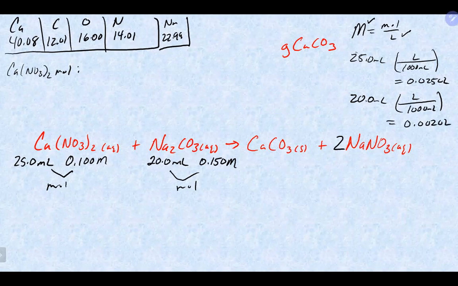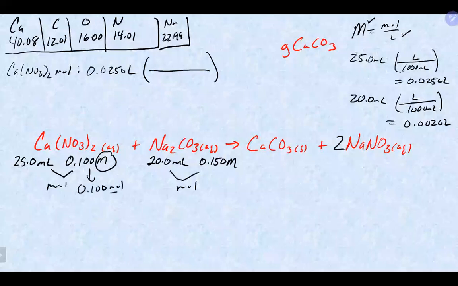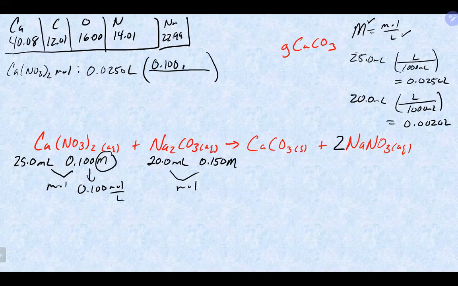So taking the volume for calcium nitrate, which is 0.025 liters, once again we're going to turn the big M into moles per liter so we can see both units. That gives us 0.1 moles per liter of calcium nitrate. That's going to get us 0.025 times 0.1, 0.0025 moles of calcium nitrate.